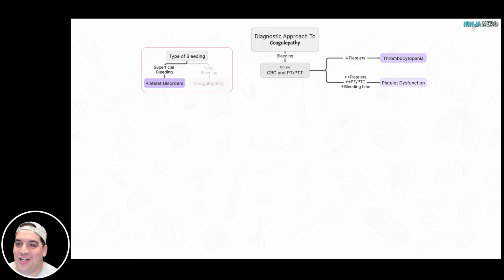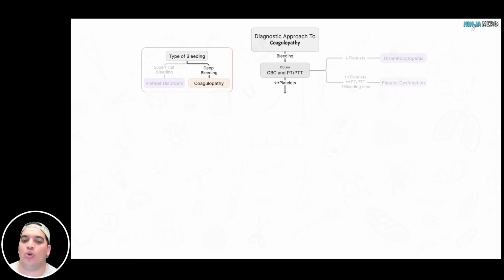Now, if a patient has some type of abnormality in their PT or PTT despite their platelets, they could still have a platelet disorder and coagulopathy. That's not out of this world to see. What you want to know is, okay, do they have normalish platelets, but their PT and/or their PTT is elevated? Then I'm concerned about a coagulopathy.